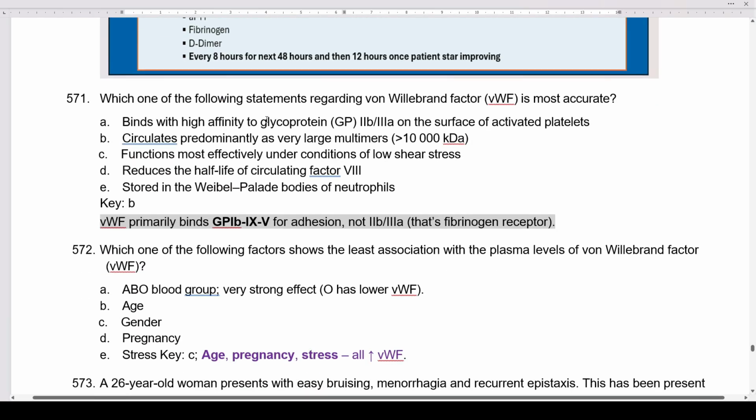Next is, which of the following statements regarding von Willebrand factor is most accurate? So, binds with high affinity to glycoprotein GP2B3A on the surface of activated platelets. It is wrong.